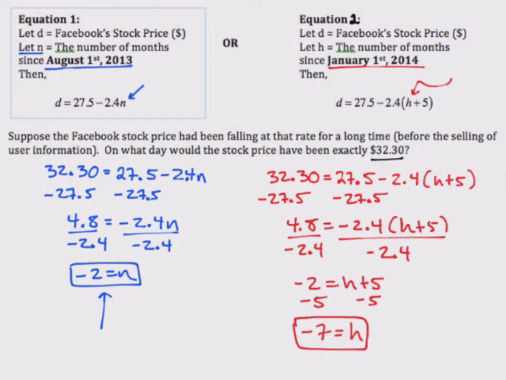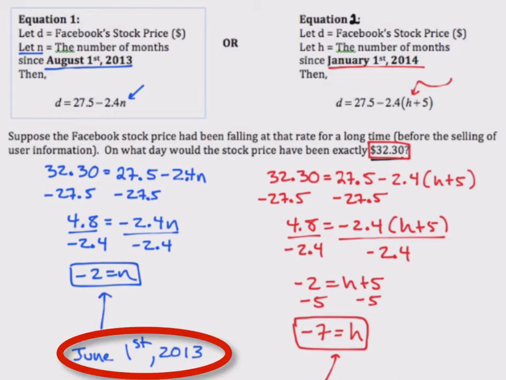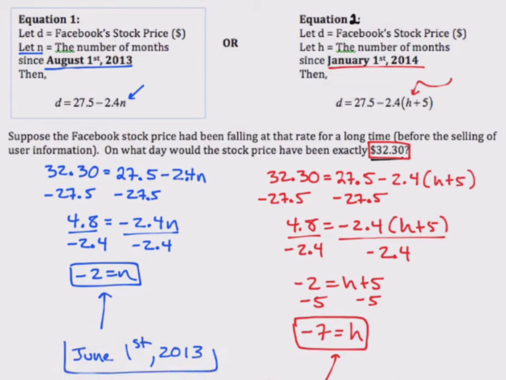So what's 2 months before August 1st, 2013? That's June 1st, 2013. According to the equation in red, we find that the stock price should be $32.30 7 months before January 1st, 2014. Well, what's 7 months before January 1st, 2014? June 1st, 2013. So again, two slightly different equations with slightly different variable definitions that yield the exact same result.